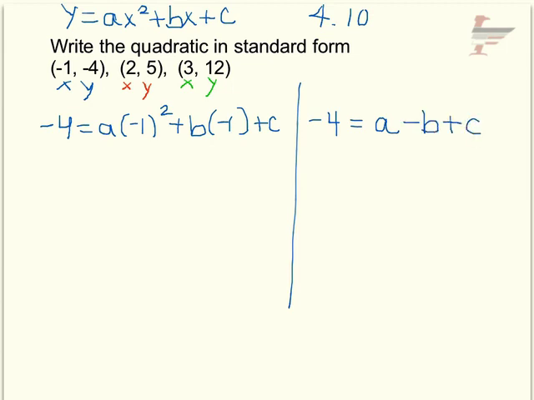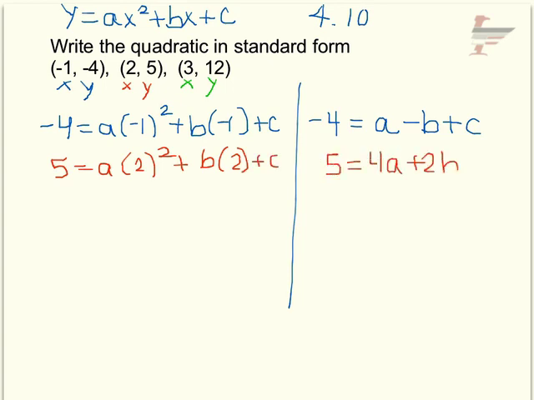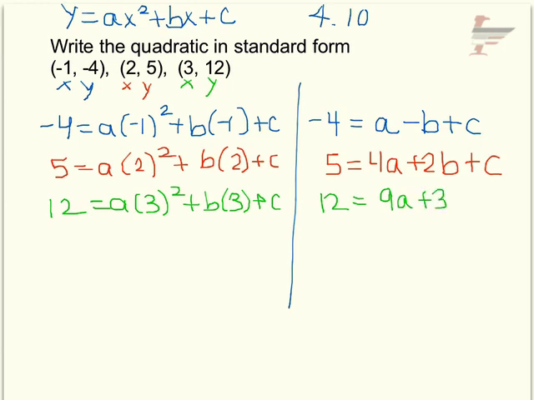My second point is 2, 5, so I'm going to do that same thing, except I'm going to put 2 in for all the x's, so I'll have 5 equals 4a plus 2b plus c. And my third point in green there is 3, 12. So substituting those in, I get 9a plus 3b plus c.